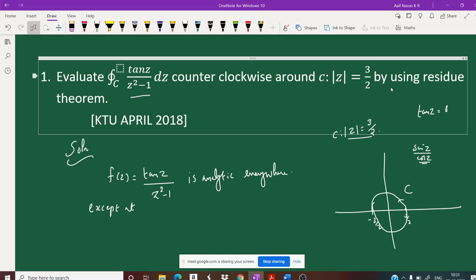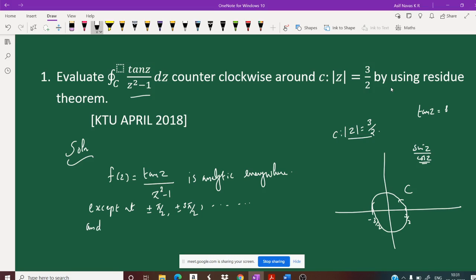Cos z will be 0 at plus or minus pi by 2, plus or minus 3 pi by 2, plus or minus 5 pi by 2, etc. Right? And what are the other singular points of f of z? When the denominator becomes 0, tan z divided by z square minus 1. The other singular points are 1 and minus 1.